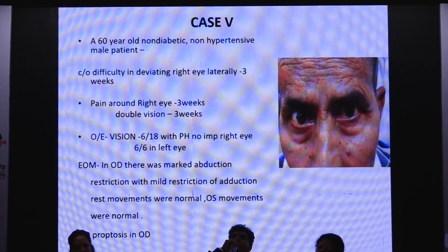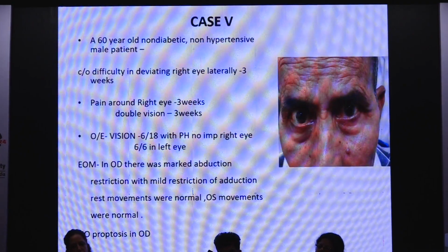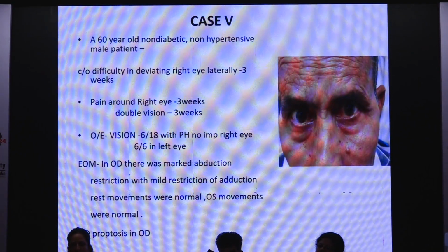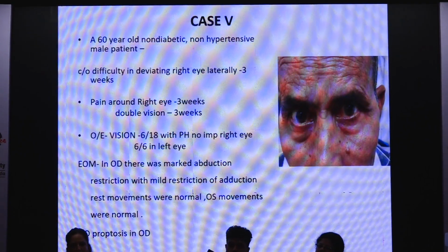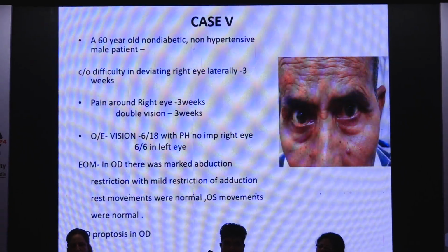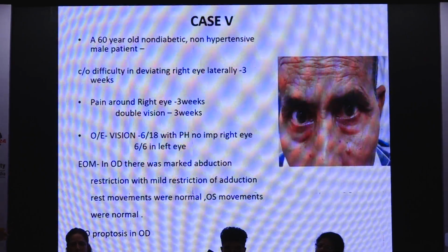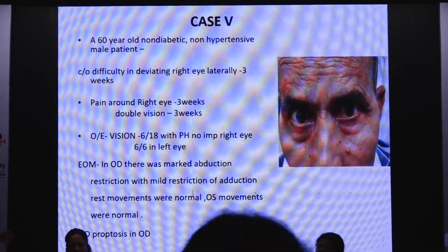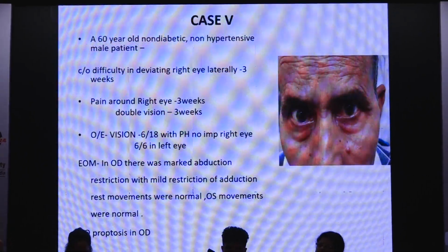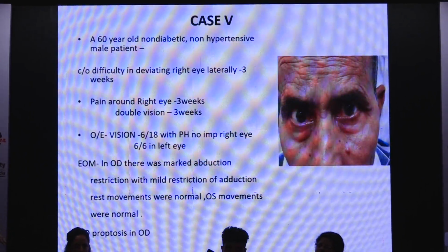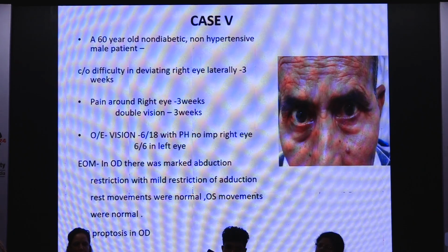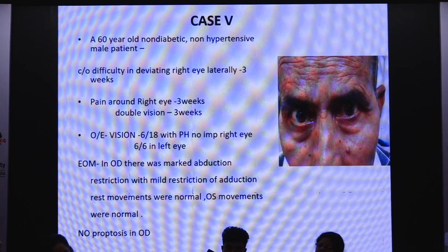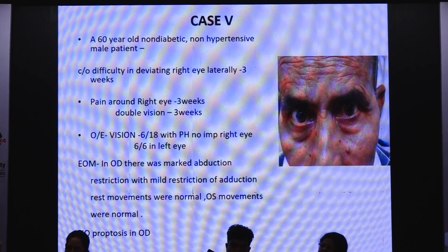This is the last case, which is about a 60-year-old man who was non-diabetic, non-hypertensive. When he came to us, he had a deviation of his right eye. He was unable to deviate his right eye laterally. That means he had a difficulty in abducting his right eye for the last 3 weeks. Along with that, he had very severe, intractable pain in the right eye and double vision.